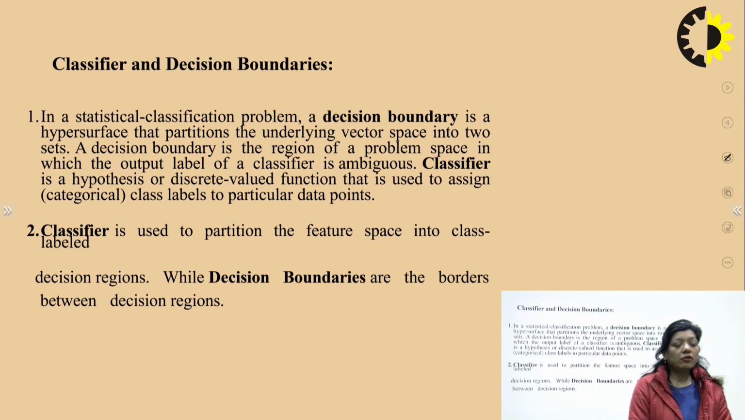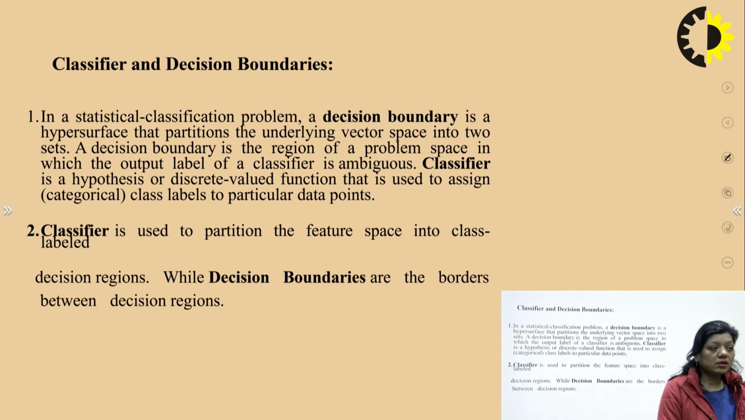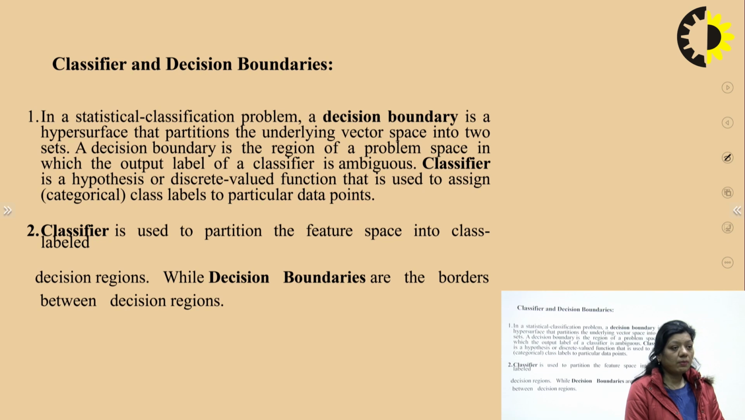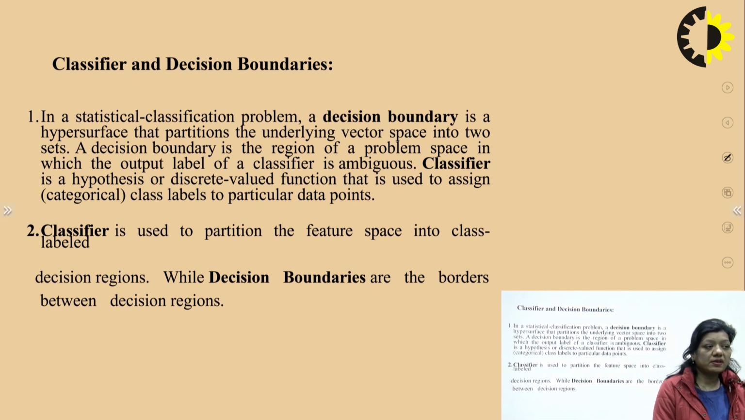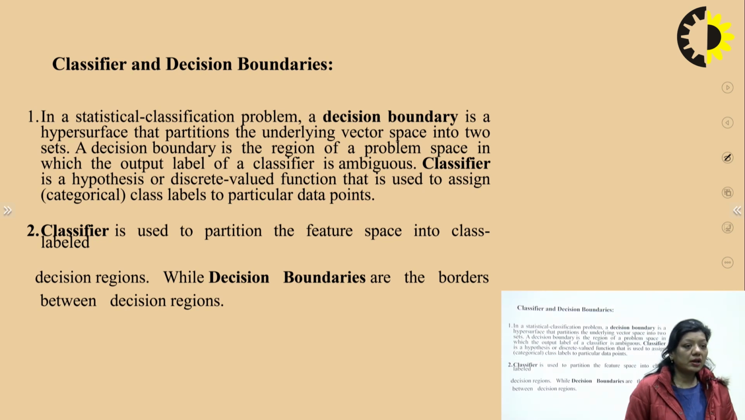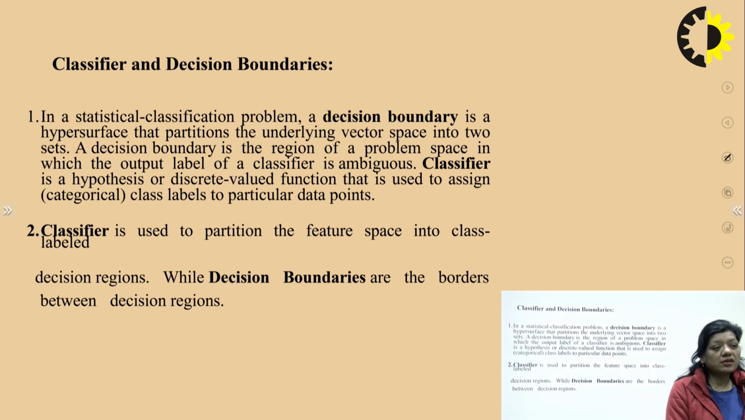Now, what are the classifier and decision boundaries? In a statistical classification problem, a decision boundary is a hypersurface that partitions the underlying vector space into two sets. A decision boundary is a region of a problem space in which the output label of a classifier is ambiguous, and the classifier is a hypothesis or discrete value function that is used to assign a categorical class label to particular data points.